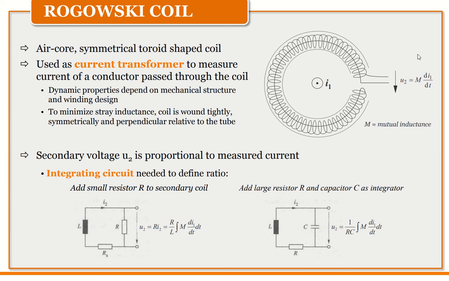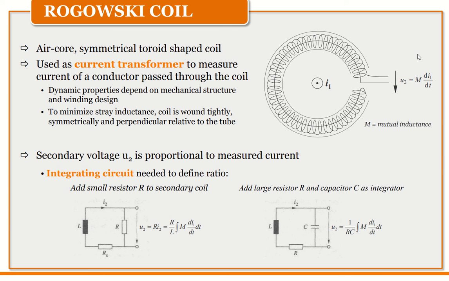The dynamic properties depend on the mechanical structure and the winding design. If you want to design a Rogowski coil, it is quite simple, but it depends on the mechanical structure: circle, square, or oval. It depends on our design, and the winding loops and winding wire will affect the output. To minimize stray inductance, the coil is wound tightly, symmetrically and perpendicular relative to the tube.